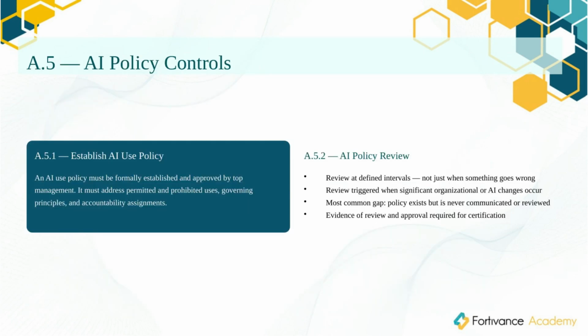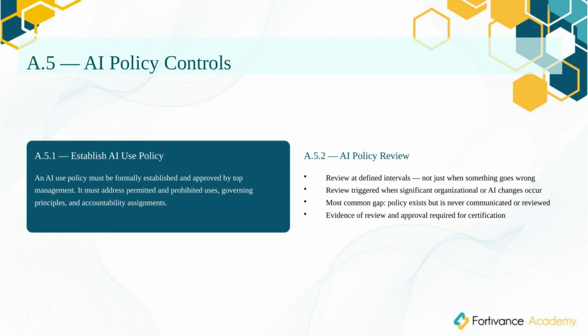A.5 contains 2 controls, and they are foundational. A.5.1 requires an AI use policy, a documented policy that defines how AI is used within the organization, what uses are permitted and prohibited, who is accountable, and what principles govern AI decision-making. We covered the content requirements in episode 3. The implementation evidence for A.5.1 includes the policy document itself, the management approval record, the communication evidence, and the distribution record showing who has received and acknowledged the policy.